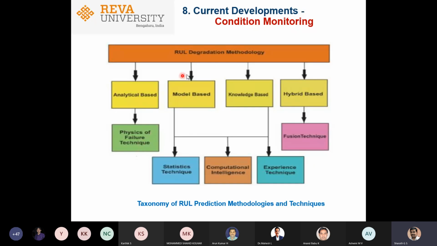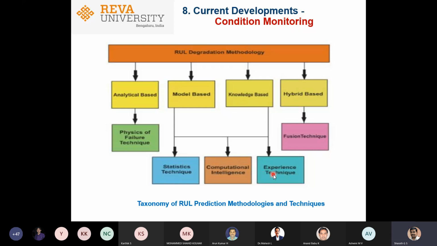Here in the model-based, we use statistical techniques. What is the statistical technique? Here, we use historical data. We use past failures, present failures, and based on that, we predict some future failures. And the knowledge-based is done purely based on the experience of the technician and the engineer.